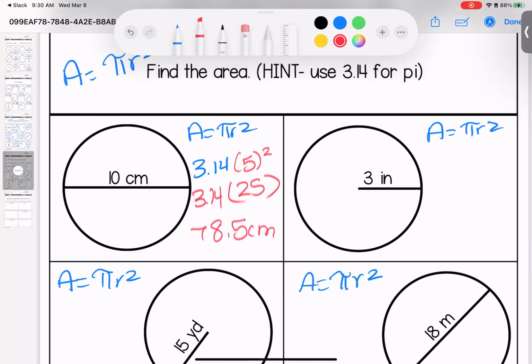So if you don't have a graphing calculator, which you don't need by any means, just do this number times itself. 5 times 5 is my square, okay? And then multiply it by pi. This one I have the radius, so I'm doing 3.14 times 3 squared. 3 squared is 9, so 3.14 times 9 gives me 28.26 inches.